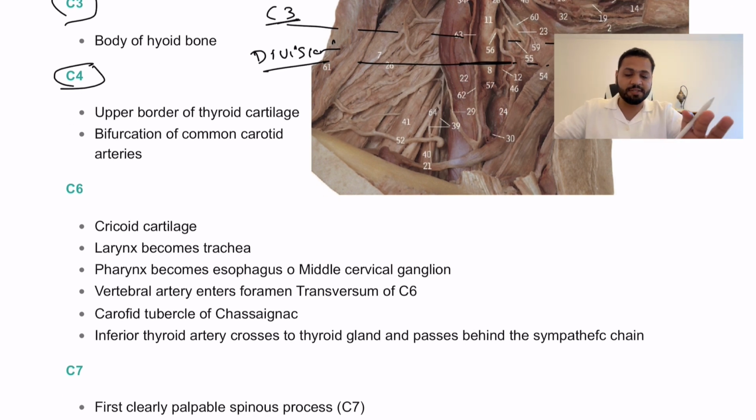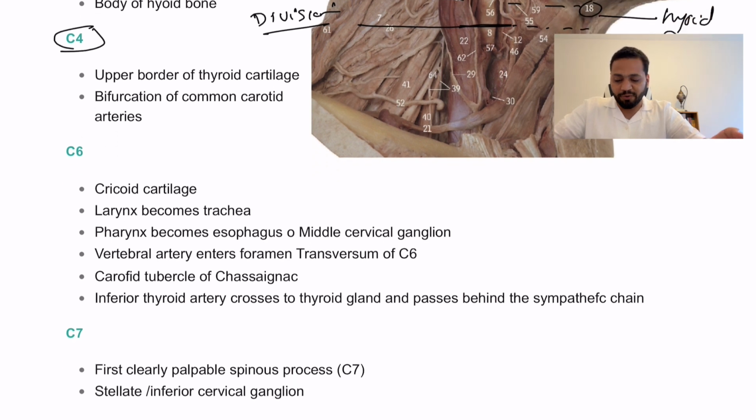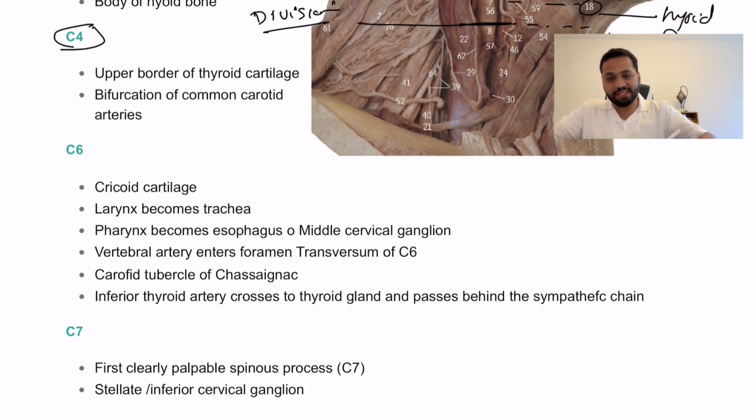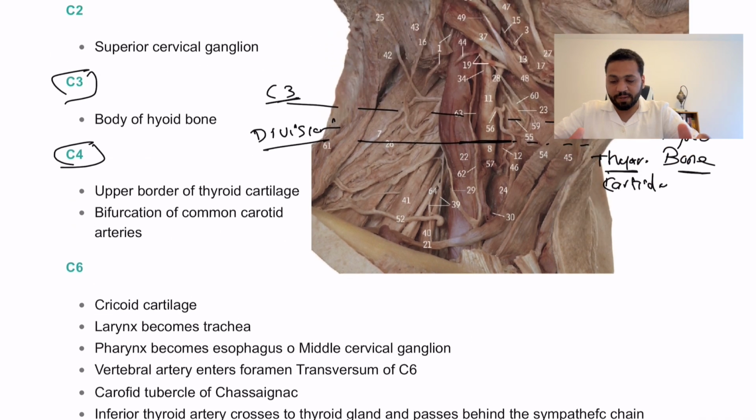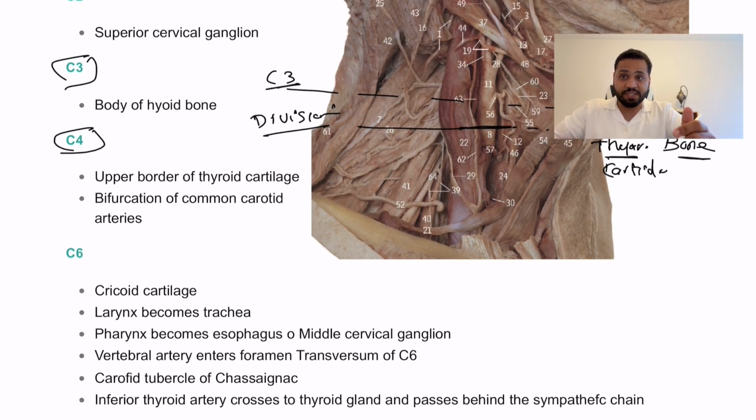I'm going to leave C6 to the end, despite it being the most important question among all of them. So we're going to go to C7 first. At C7, we all know from the spine anatomy that the cervical spinous process of C7 is the longest one among all of them, and that means this is the first process to be felt. Okay, the first process to be felt. In addition to that, the stellate ganglion, or inferior cervical ganglion, will be felt at the level of C7 as well. Okay, if we go to C6, which is quite an important question, and this is the commonest question in the exam.